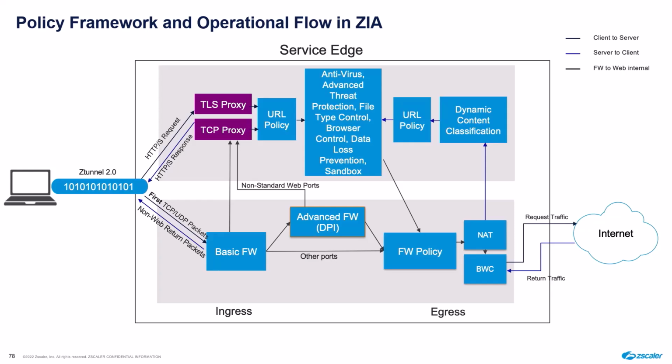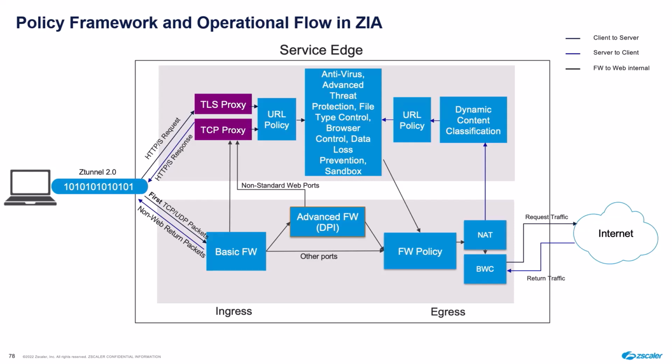We'll pass it through dynamic content classification, where, looking at the payload and the request and the response, we may decide to recategorize the website based on any of that information. The URL policy applies on the way back as well. The payload is passed through the antivirus, advanced threat protection, the file type control, again looking at the response data, the browser control information, data loss prevention on the way back in, and making a sandbox policy decision where we may pass the file to the sandbox to be detonated and exploded to understand the payload and what it's doing for zero-day vulnerability.